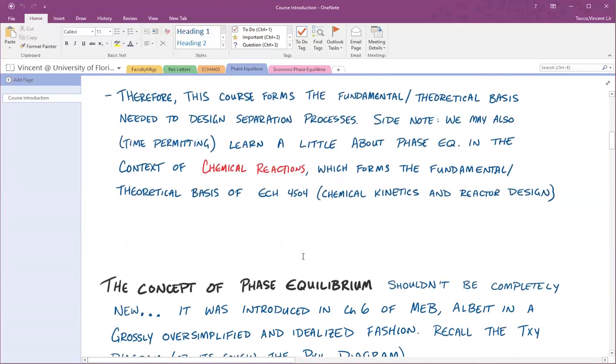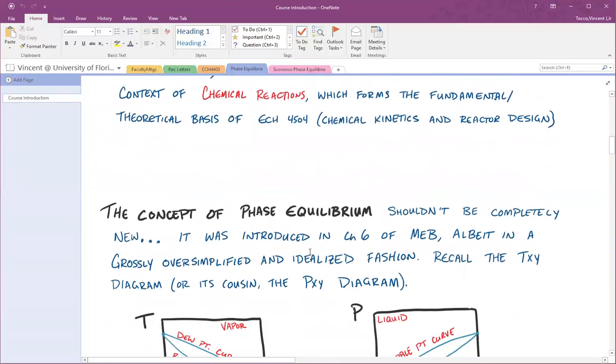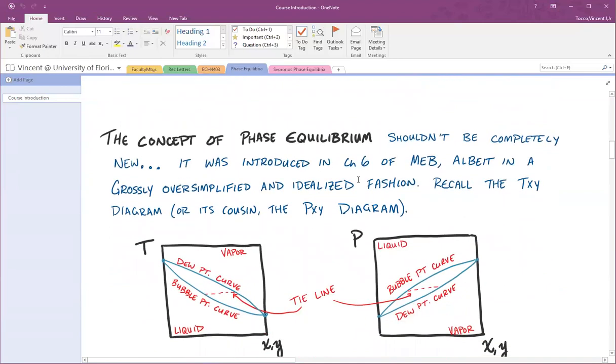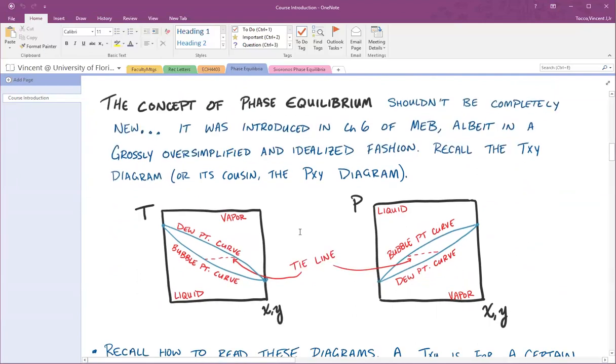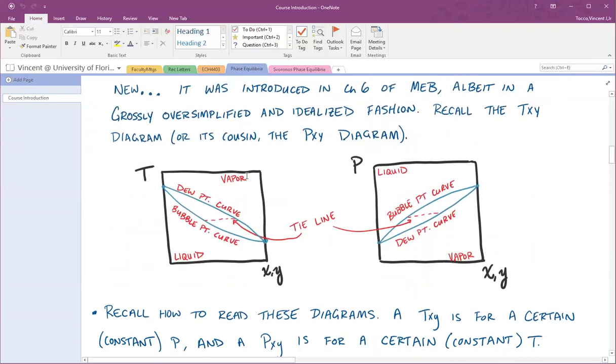So this whole idea of phase equilibrium shouldn't be a completely new concept. If you remember that weird interlude portion of MEB, so the first third of the class, we approximately did some material balances. The last third of the class, we did energy balances. There was that weird in-between part in there where we covered chapters 5 and 6 of the Felder-Rousseau and Bullard textbook, where we got into this phase equilibrium stuff. And in general, I want to call your attention to these TXY and PXY diagrams and remind you of how they work.